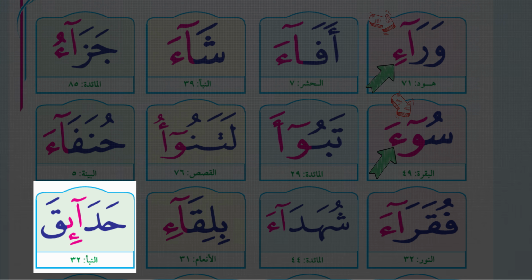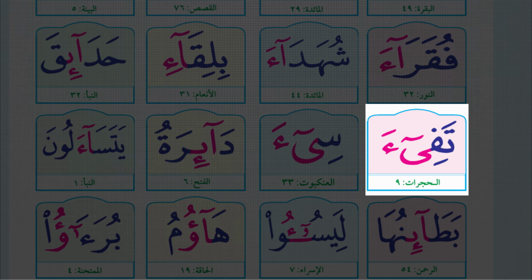حدائق. And I think this example is a bit special, because if you notice, in all of the previous examples, the alif mad was the second last letter, but here it's actually in the middle of the word. So it means it doesn't matter if it's in the middle or the second last, it will always be a mad wajib muttasil.